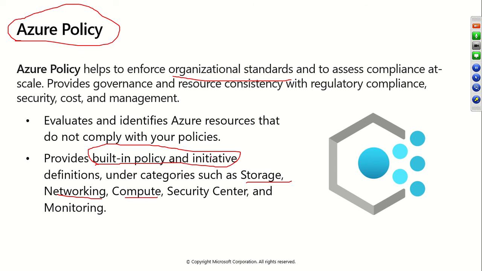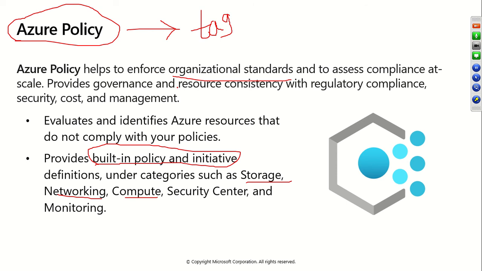I'll give you an example. You can create a policy to make sure that anybody that creates a resource must use a tag. If they don't use a tag, that resource creation should not work, because you want every resource to be tagged to the owner and the purpose. And you can also create a tag for a particular resource group.